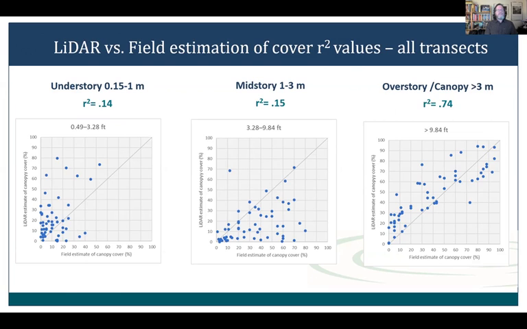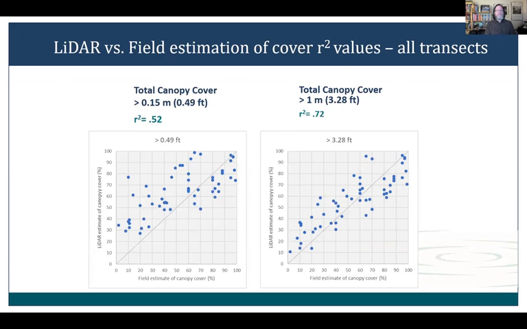And then over on the right, you can see the correlation between the LiDAR and the field estimates for the taller canopy cover at 3 meters and above. And there we have a good R-square, 0.74. You can see on the plot that we have pretty good correspondence. There's some scatter and noise, but LiDAR is doing a pretty good job of matching the field estimates.